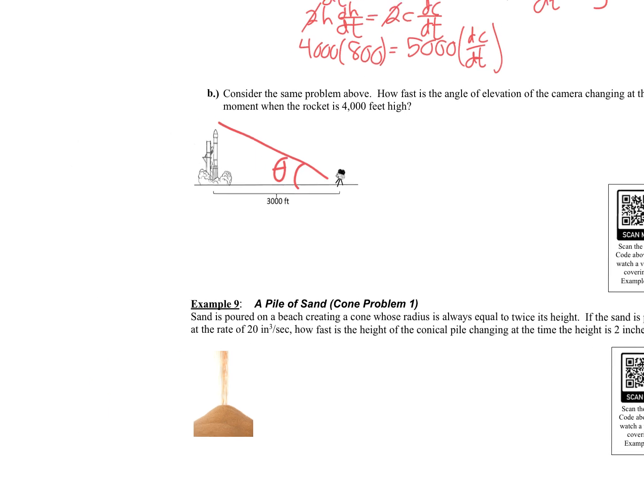I couldn't do it there. I'm going to do it over here. So it's going to be height is 4,000. And again, that is a snapshot, one moment in time. It'll be 4,000. But we want to know if the angle is. All right, what's the formula?